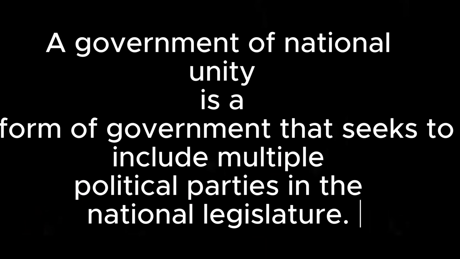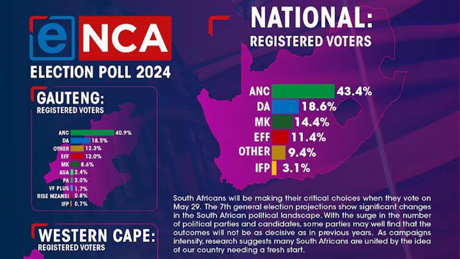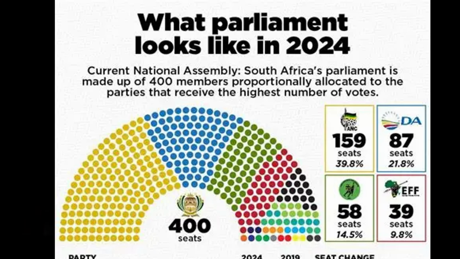Okay, part one. What is a GNU? The Government of National Unity is a form of government that seeks to include multiple political parties in the national legislature. It is usually implemented in times of crisis or instability, and usually occurs when a single party cannot obtain the required majority to effectively run government. In South Africa, this majority is the 50% plus one rule, which means that in order to have a majority, you must have 50% or more of the seats in parliament, right?